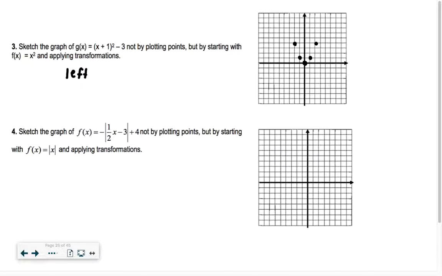Left 1, and then down 3, right? So every single point is going to move. So we're going to do left 1, down 1, 2, 3; left 1, down 1, 2, 3; left 1, down 1, 2, 3. Did I get all of them? Left 1, down 1, 2, 3. That's our new graph. Okay, so as long as you have a couple points to guide you, it's pretty easy to move.